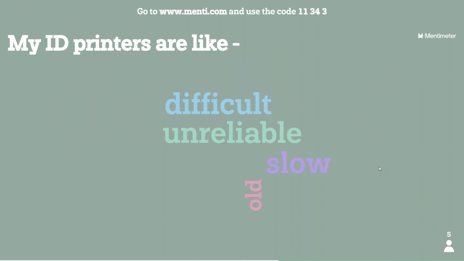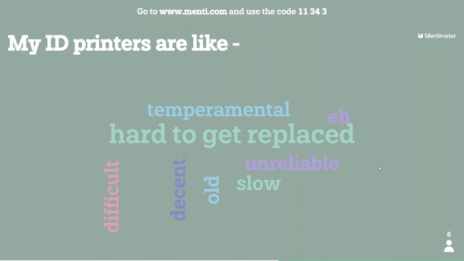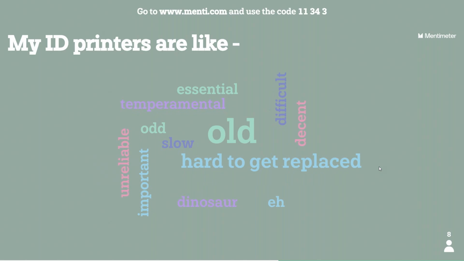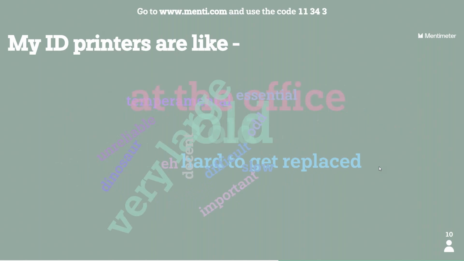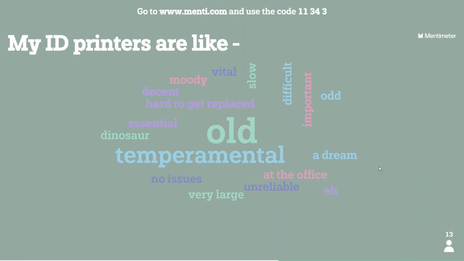There we go. We got some coming in. Unreliable, slow, old, temperamental. Yes, I've heard that before. That's a good one. Hard to get replaced. Yes. Okay. Somebody else said old as well. So the bigger the word on the screen, that means that other folks have said the same exact thing. So it looks like consensus here is temperamental and old.